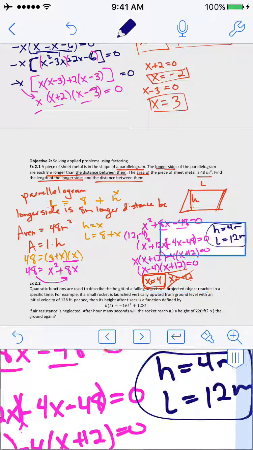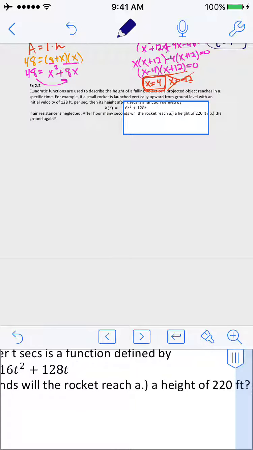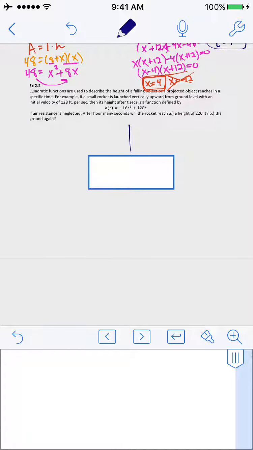This is a very true physics formula. Negative 16 is the acceleration towards the Earth, so think gravity, in meters, not in feet, sorry. And then 128 is the initial velocity. So it's not really in feet, it's supposed to be in meters, but that's okay. After how many seconds will the rocket reach A, a height of 220 feet, or B, the ground again? So let's start with A. Let's divide up the page here.